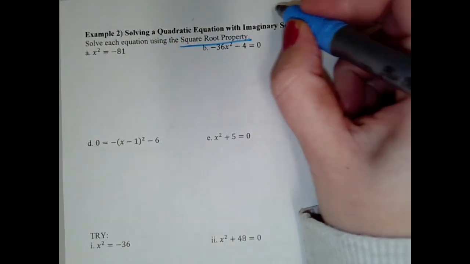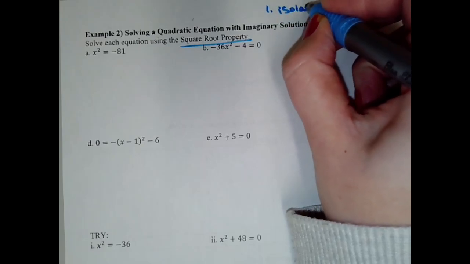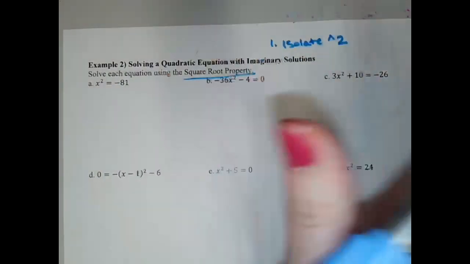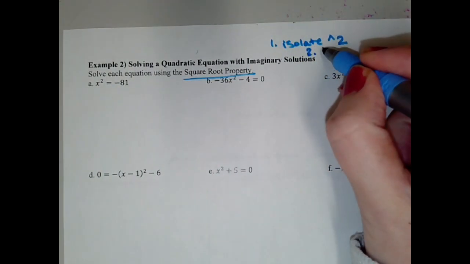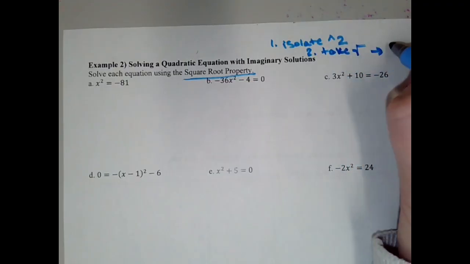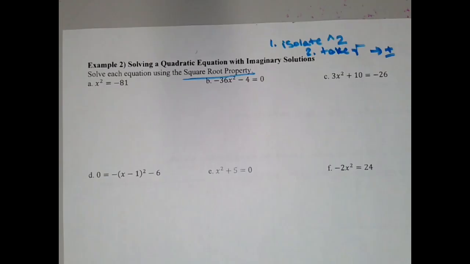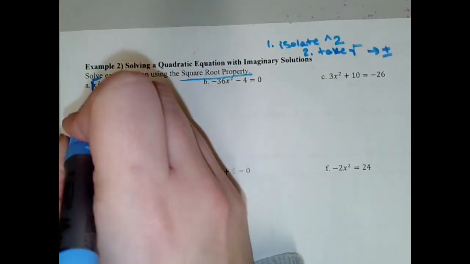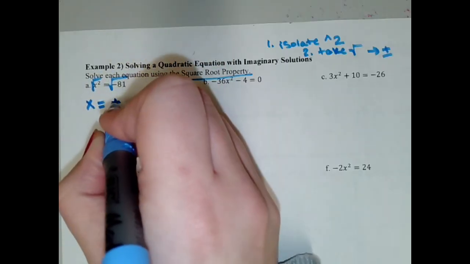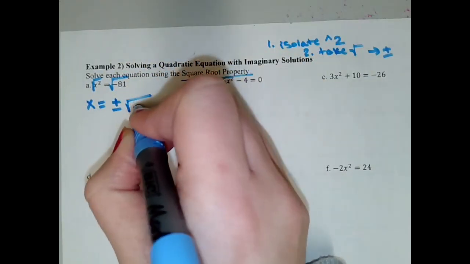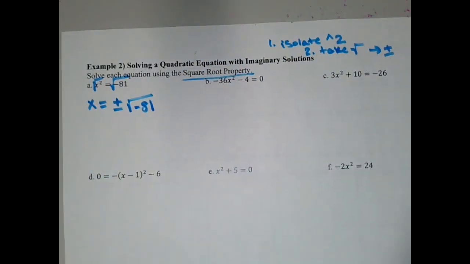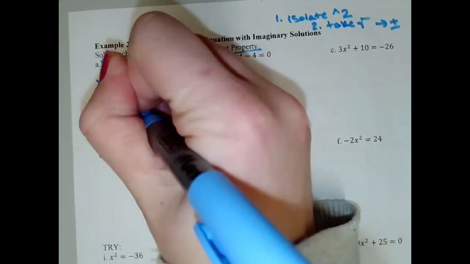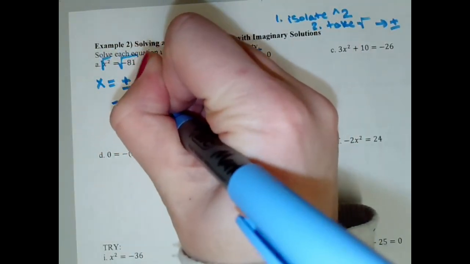When you're doing the square root property, your first step is to isolate whatever is being raised to the power of 2. If I take a look here, x squared is already by itself, that's perfect. So step 2 is to take the square root, and as a reminder, whenever you take the square root, you need plus or minus. So if I take the square root of each side here, that square and square root cancel, that gives me x equals plus or minus the square root of -81. Well, we just learned how to simplify negative roots. I would rewrite this as plus or minus the square root of 81 times i.